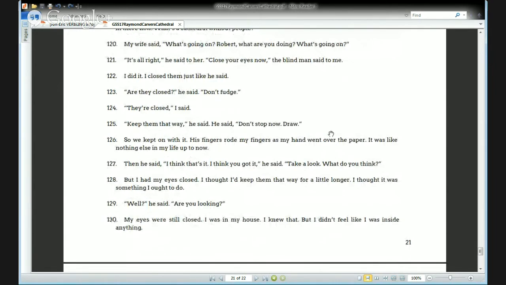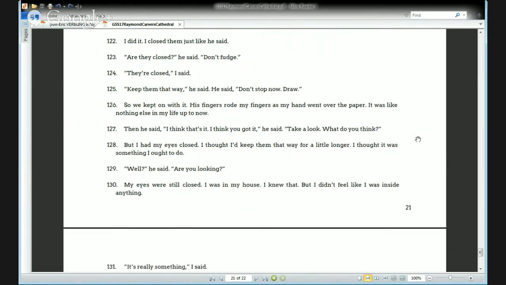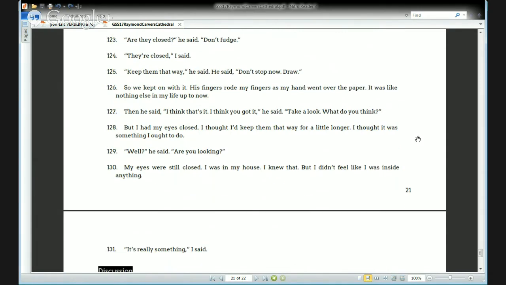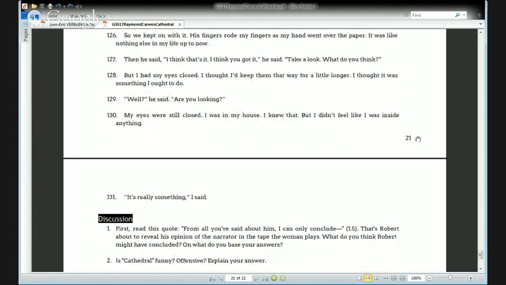His fingers rode my fingers as my hand went over the paper. It was like nothing else in my life up to now. Then he said, "I think that's it. I think you got it," he said. "Take a look. What do you think?" But I had closed my eyes. I thought I'd keep them that way for a little while longer. I thought it was something I ought to do. "Well," he said, "are you looking?" My eyes were still closed. I was in my house, I knew it, but I didn't feel like I was inside of anything. "It's really something," I said.